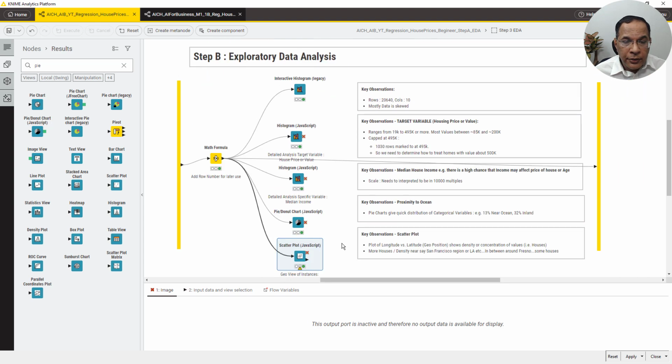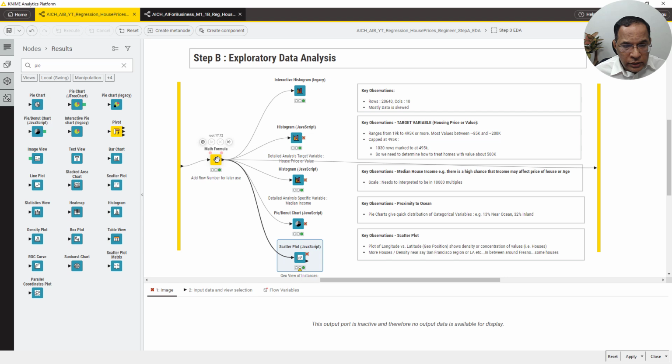Okay, now I added this math formula, which is one of the widgets, just to say, because in the input we don't have a row number.